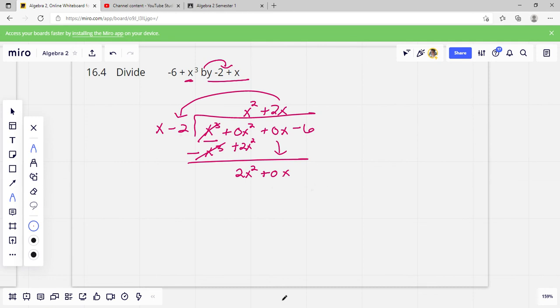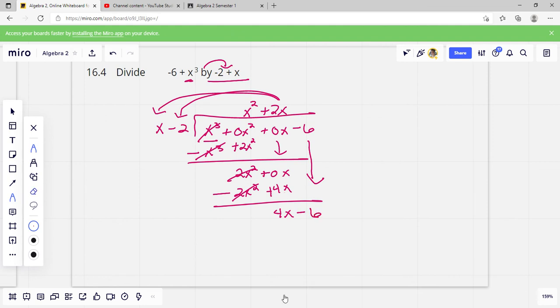2x squared times negative 2 would be negative 4x. And then my 2x times x will be 2x squared. There we go. And I'm subtracting, so I change the sign. These cancel each other out, and I end up with 4x. Now I'm going to bring down my negative 6.